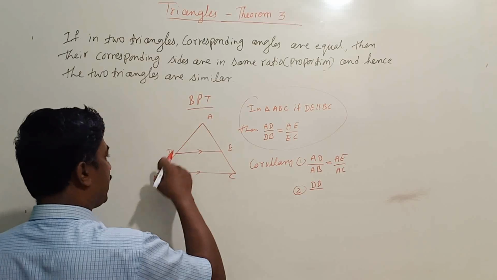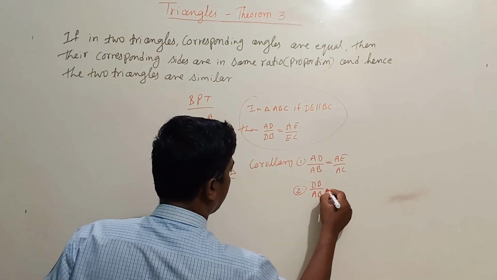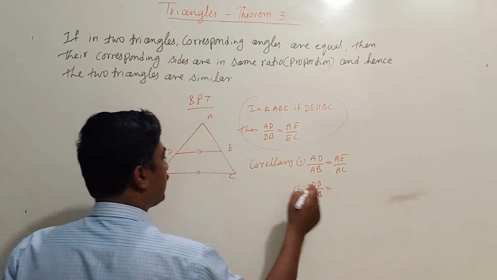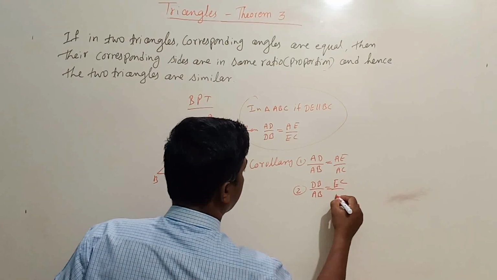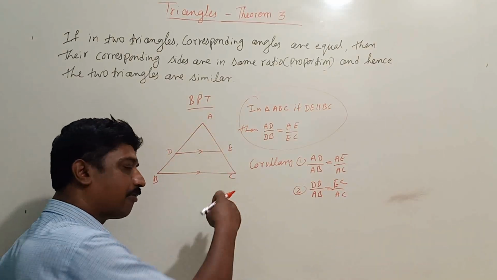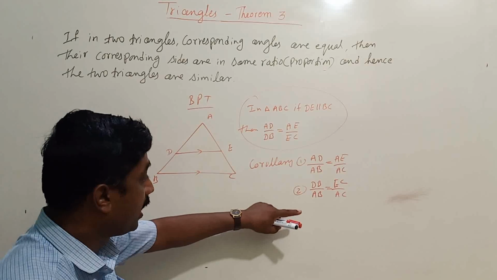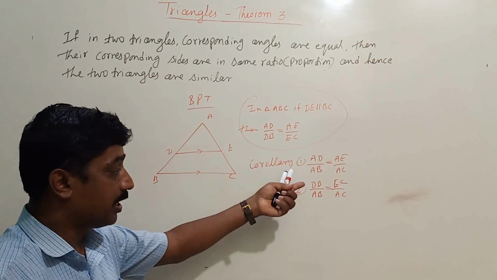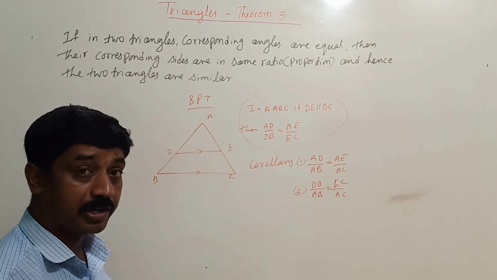DB by AB is equal to EC by AC. That is EC by AC. Or you can write vice versa. That is AB by DB is equal to AC by EC. That also you can write.